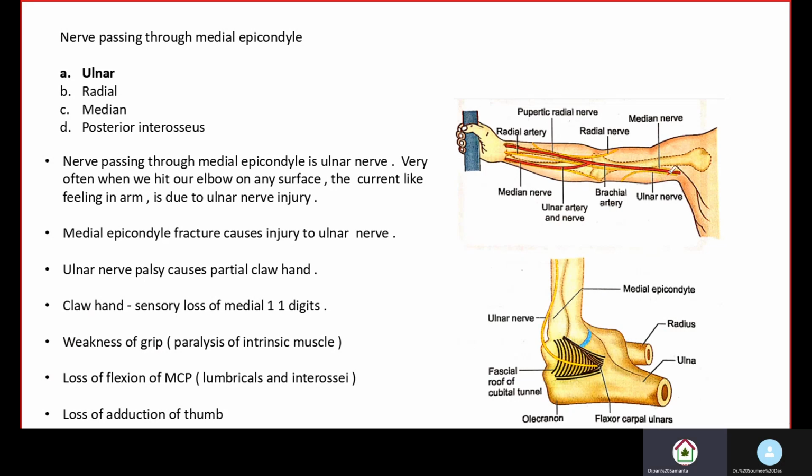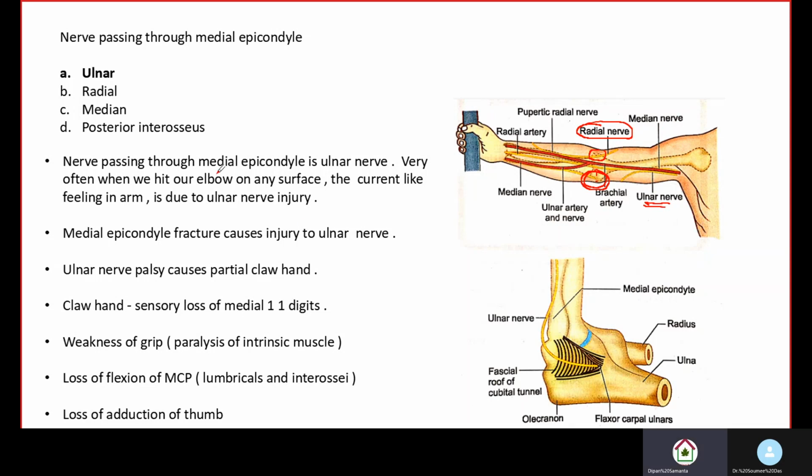See the ulnar nerve from here to the medial epicondyle. And this is the radial nerve, near about. This is the medial epicondyle. Here the ulnar nerve is passing, while the radial nerve is passing through the lateral epicondyle. And now the median nerve. This is the median nerve.